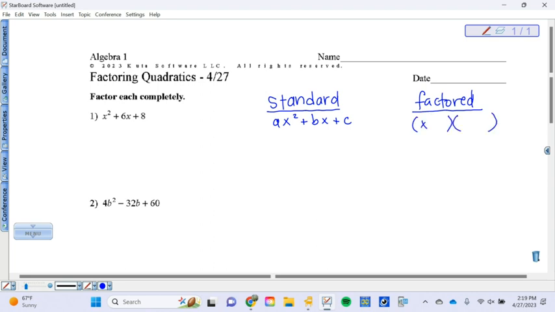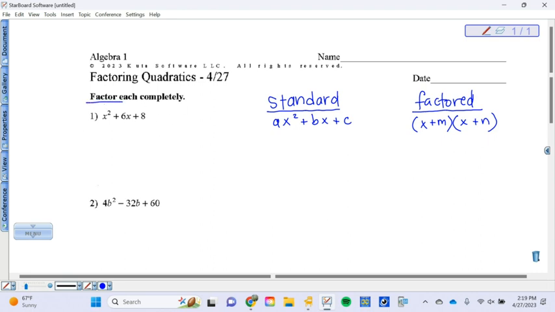X, 3x, 2. Yeah, it's just two binomials, right? And like Damien said, that's a good way to remember it. Standard form doesn't have parentheses, factored form does. Simple as that. So to go from factored form to standard form, we FOIL. But to go from standard form to factored form, we need to factor. And that's what we're doing on this paper.